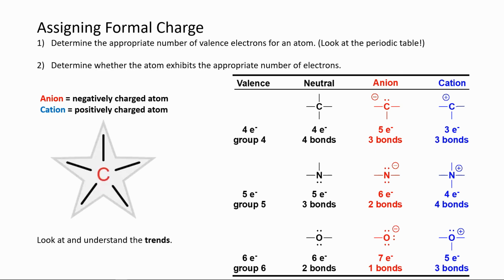So let's talk about assigning formal charge. And we hinted at it when we were drawing out the Lewis structures. Like I said before, we're going to be focusing on carbon, nitrogen, and oxygen. So I've prepared this table for you.